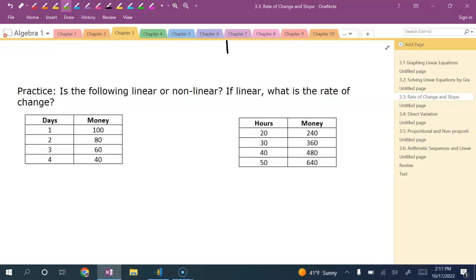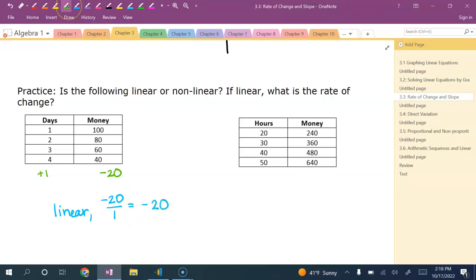So for this first one, the x's, the 1, 2, 3, 4 for the days, are all going up by 1. And the money is all decreasing by 20, so it's going minus 20. So it is linear. And the constant would be negative 20 over 1, which is the same thing as just negative 20.